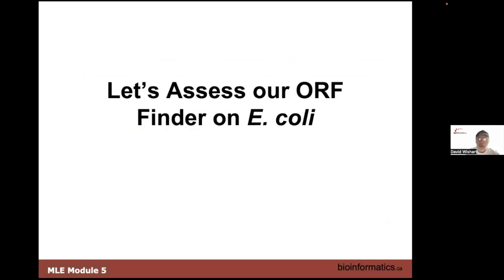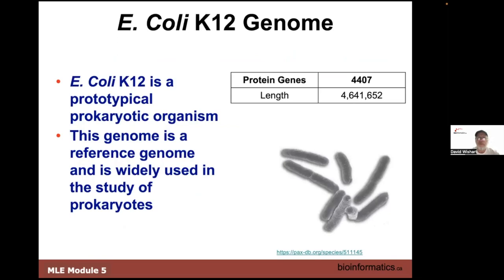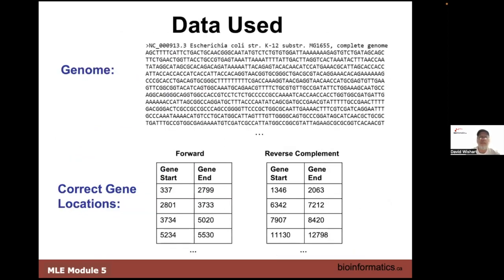So we can run this looking at, in this case, the E. coli genome. We're choosing E. coli K12 because it's probably the best studied prokaryotic organism. It is a reference genome. It's been widely used in prokaryotes. We know the exact number of protein genes, 4,407. We know the exact length of the genome, 4.6 million bases.